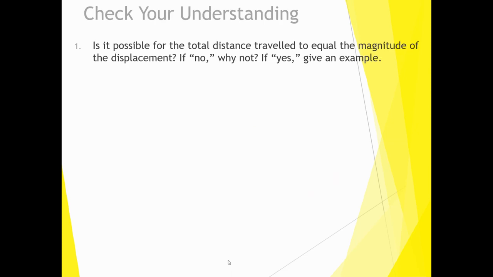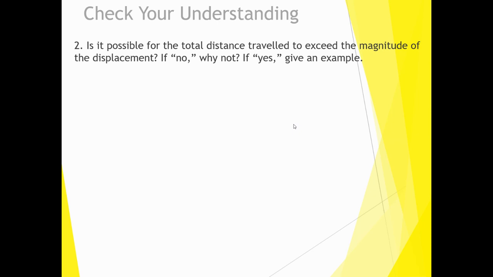So is it possible for the total distance traveled to equal the magnitude of the displacement? If no, why not? And if yes, give an example. So yes, this is possible. If the path that you took is exactly a straight line from the starting point to the final point, your distance is going to be the same as your displacement, if you're just looking at the magnitude in the units, but you're not concerned with the direction.